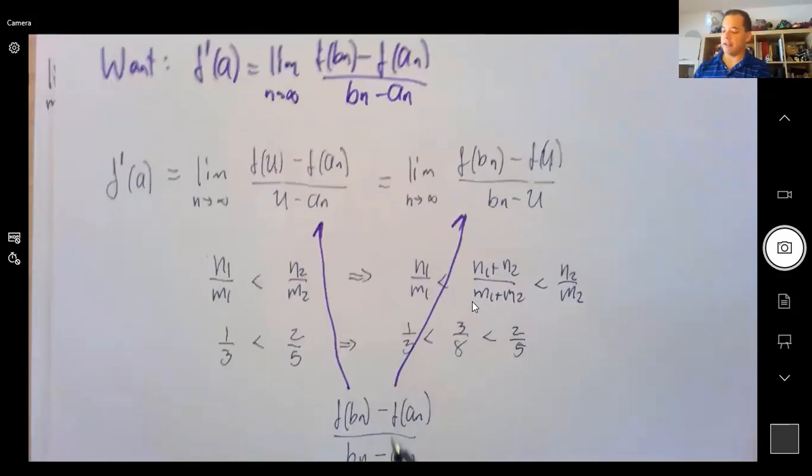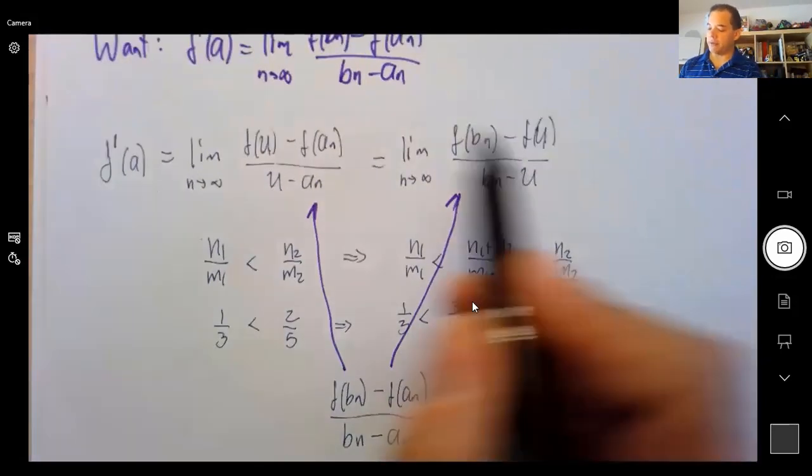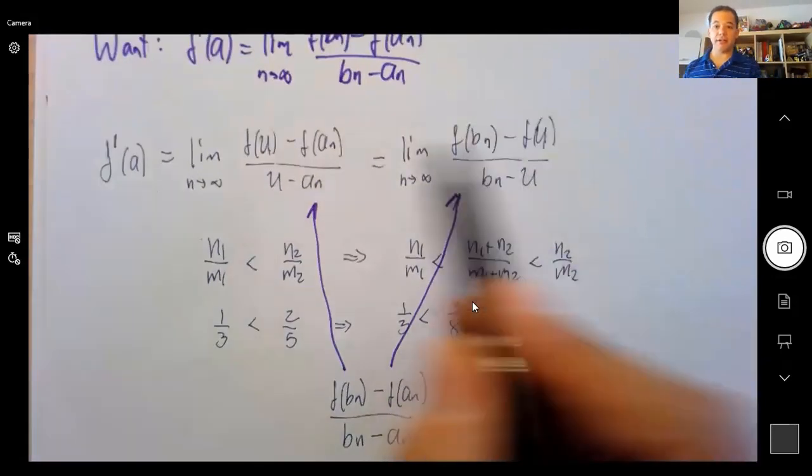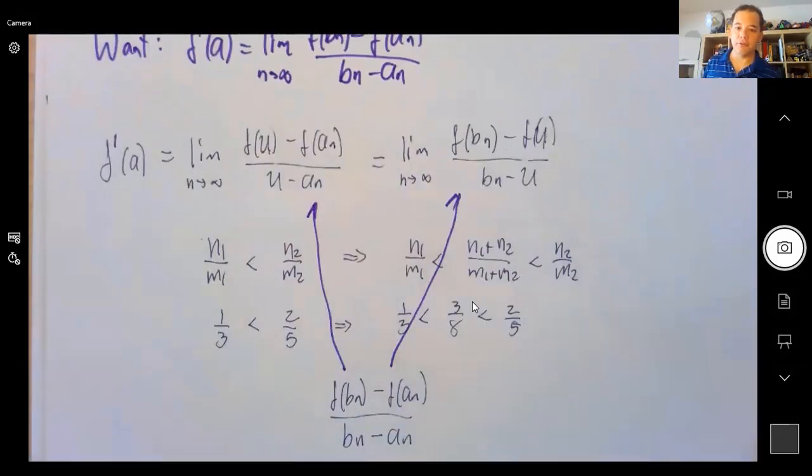So here's the thing. This guy is always in between these two, right? It's always in between those two. So it seems like then we can now use the squeeze theorem, right? If you have a limit and the other guy is always sandwiched in between the two of them, and the two of them go to the same thing, then we're done. And that's the proof.